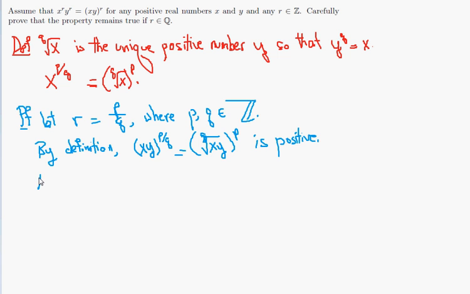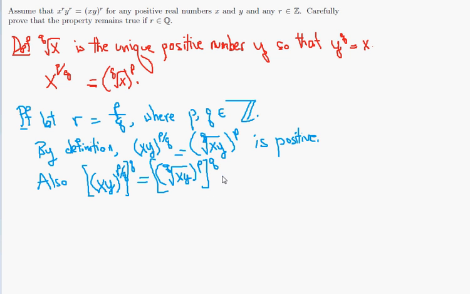Okay. Also, let's see what happens if I take x times y to the p over q power and then raise it to the qth power. Okay, so by definition, the thing inside the brackets is the qth root of x times y raised to the p, and then I take that whole thing and raise it to the q. So all I've done is change the thing that's inside the brackets. Now, the thing inside the parentheses is a positive number.